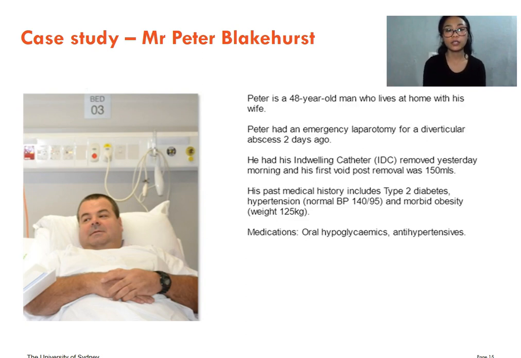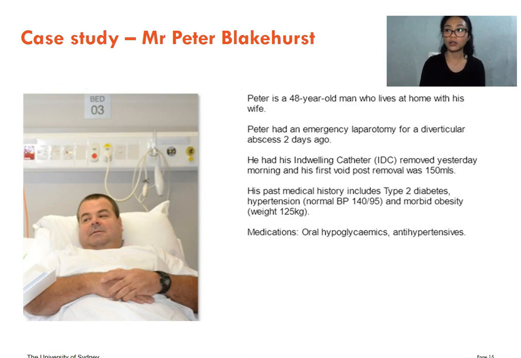So Peter is a 48-year-old male who lives at home with his wife. He had an emergency laparotomy for a diverticular abscess 2 days ago. He had his IDC removed yesterday morning, and his first void, so he's being able to pass urine after having that catheter removed, was 150 milliliters. He's got a history of type 2 diabetes, hypertension, with a normal blood pressure of 140 on 95. He's morbidly obese at a weight of 125 kilos.